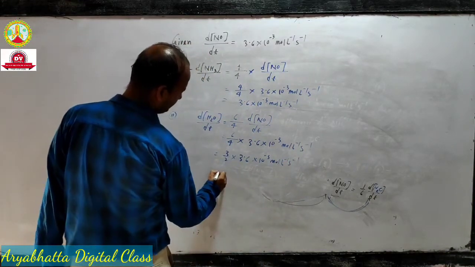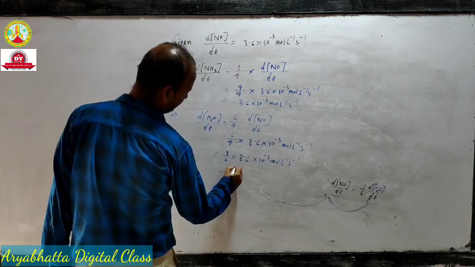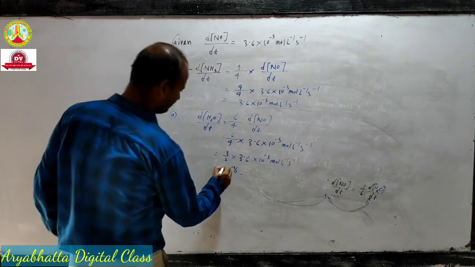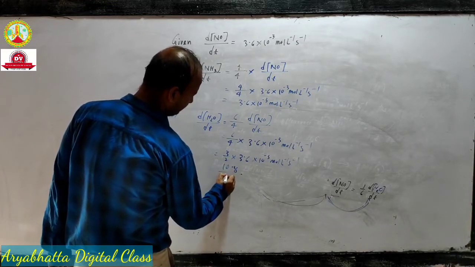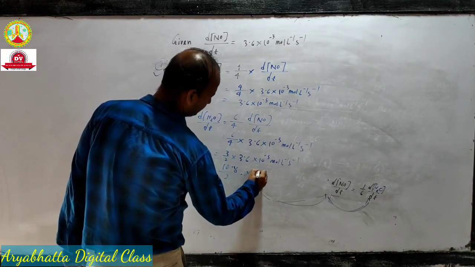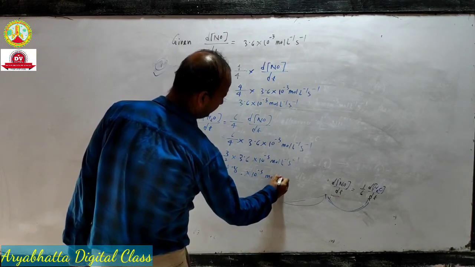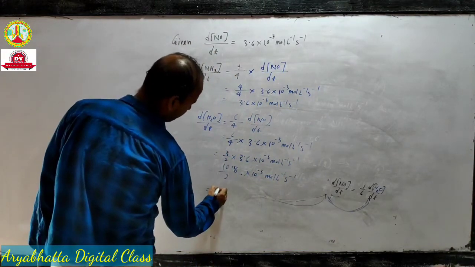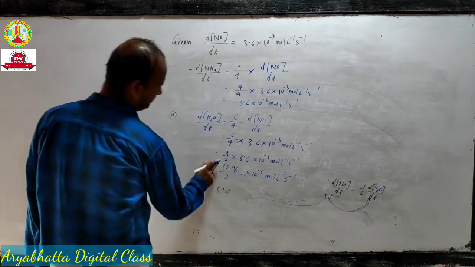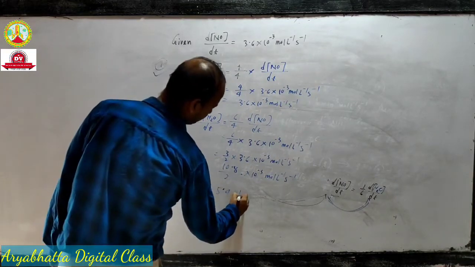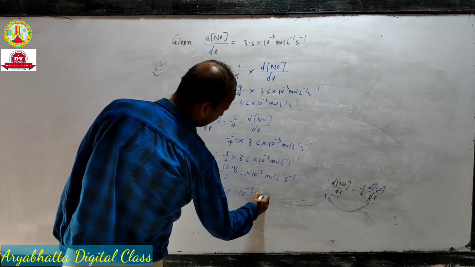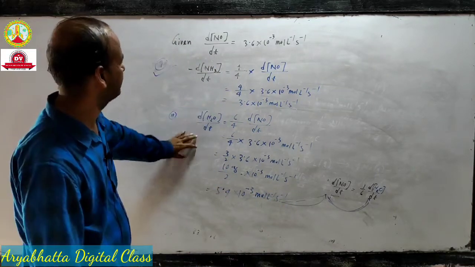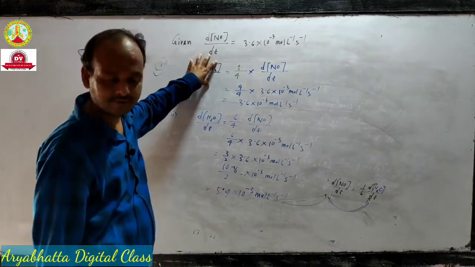So this will be 18, 9, 10. This will be 10.8 by 2 into 10 to the minus 3 mol liter inverse second inverse. The answer will be 5.4 into 10 to the power minus 3 mol liter inverse second inverse. Okay, this is the rate of formation of water. This is the rate of disappearance of NH3.